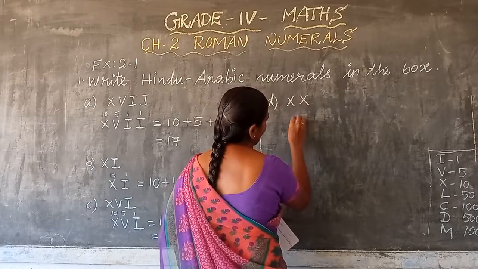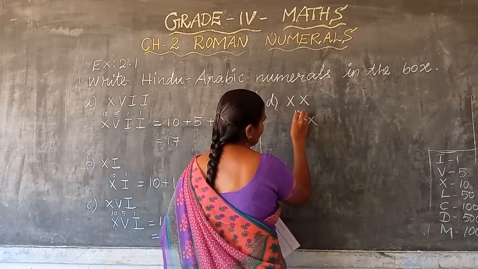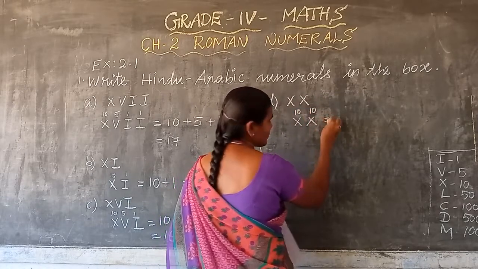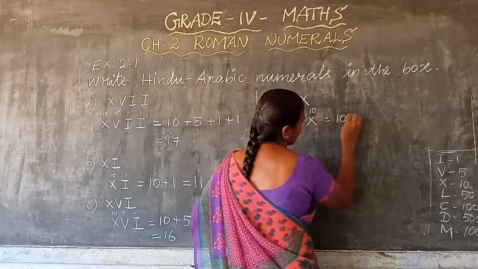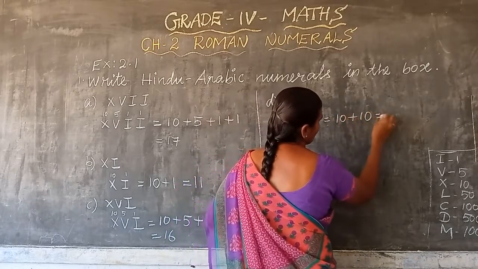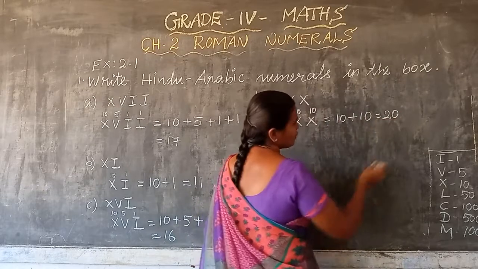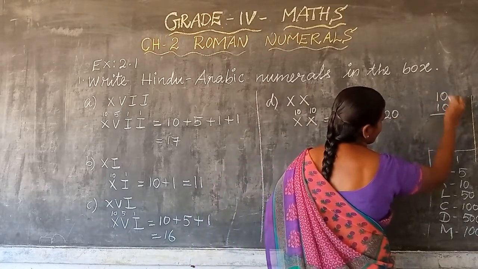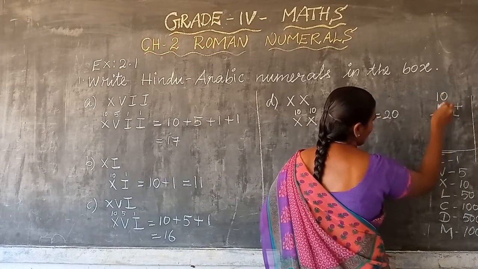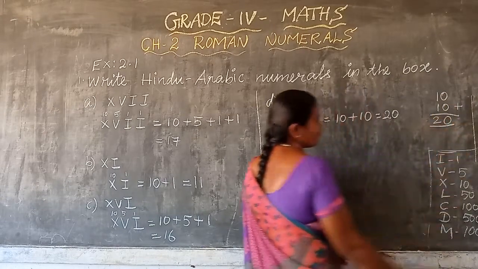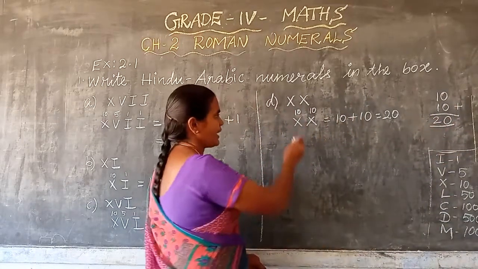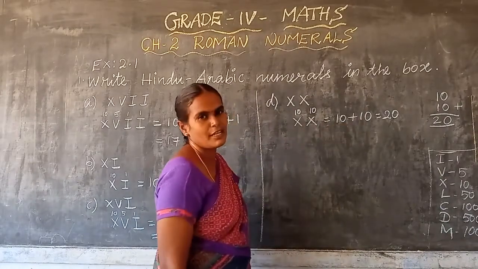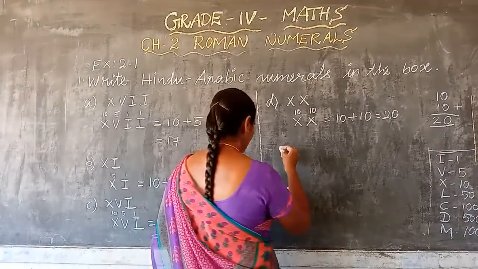XX. X value 10, 10. Repeated means addition. So 10 plus 10, 20. We don't know means you arrange the numbers, then add. 0 plus 0, 0, 1 plus 1, 2. So we get answer 20. XX means 20.